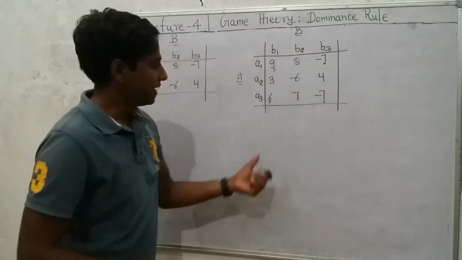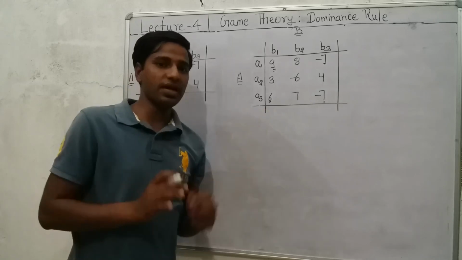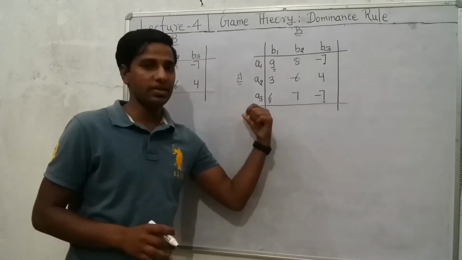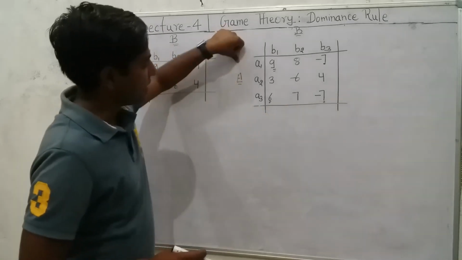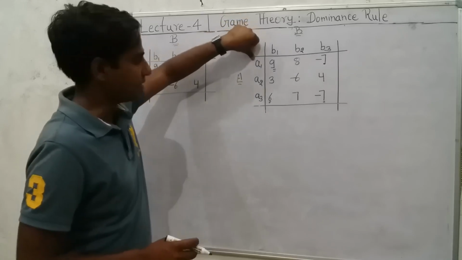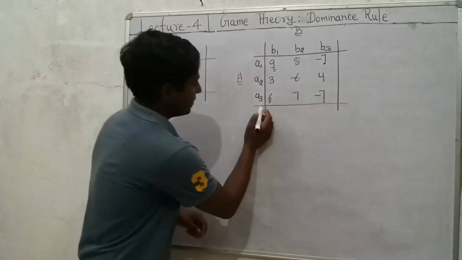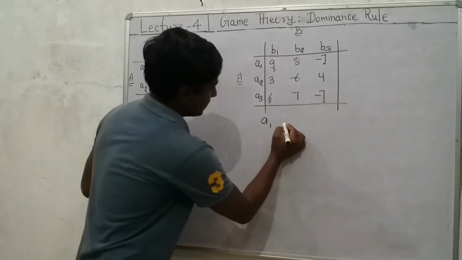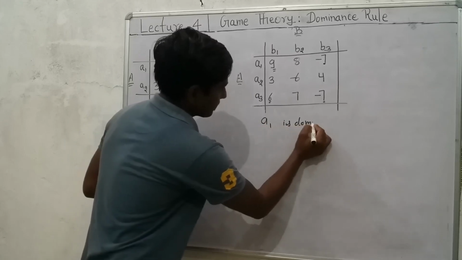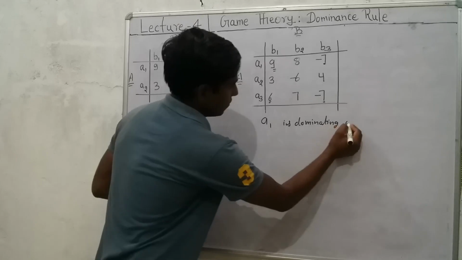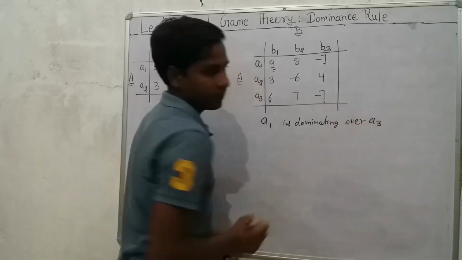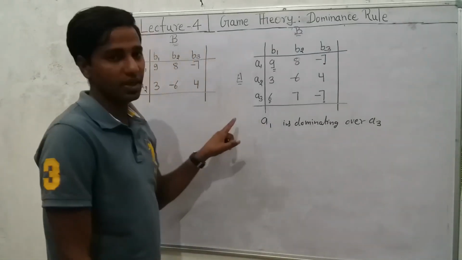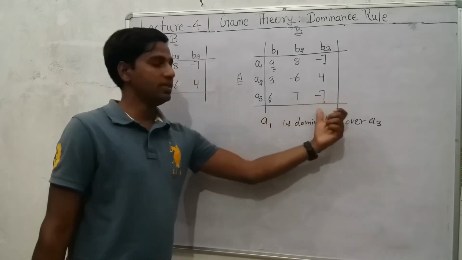So we can say that the A3 strategy is not of great use to company A. Company A can discard the A3 option, because every time company A can opt for the A1 strategy over the A3 strategy. So in this way we can say that A1 is dominating over A3. It means the A3 strategy is of no use for company A, so company A can eliminate this option.